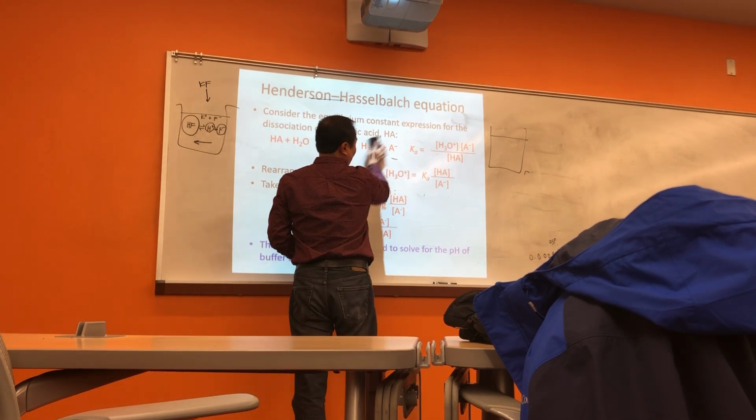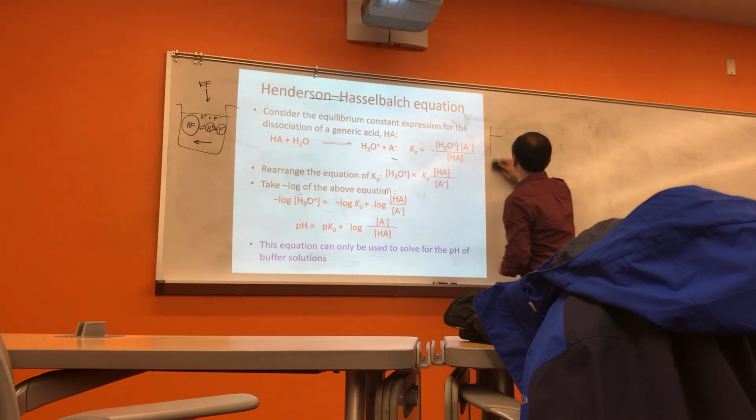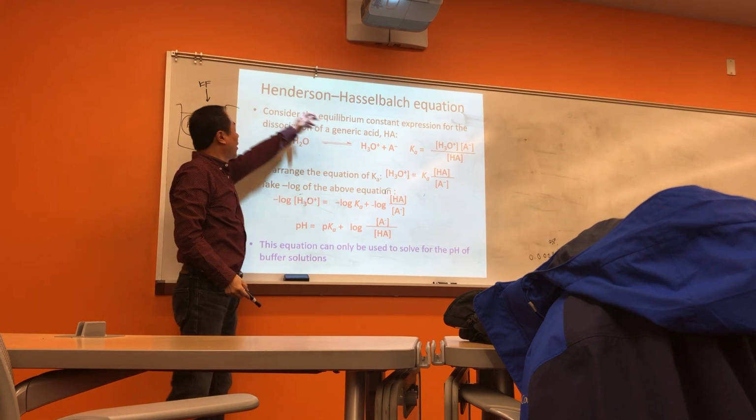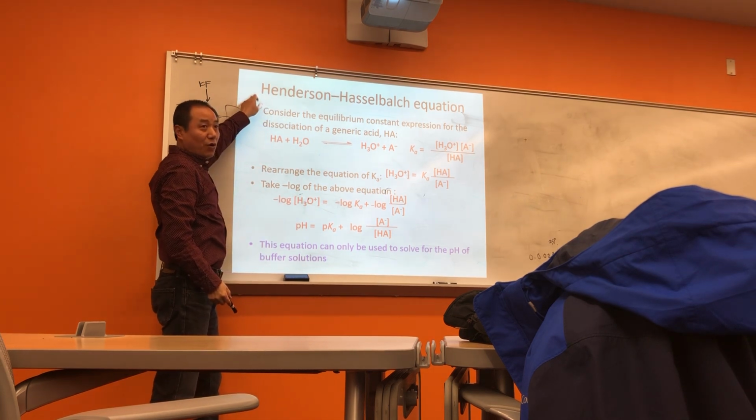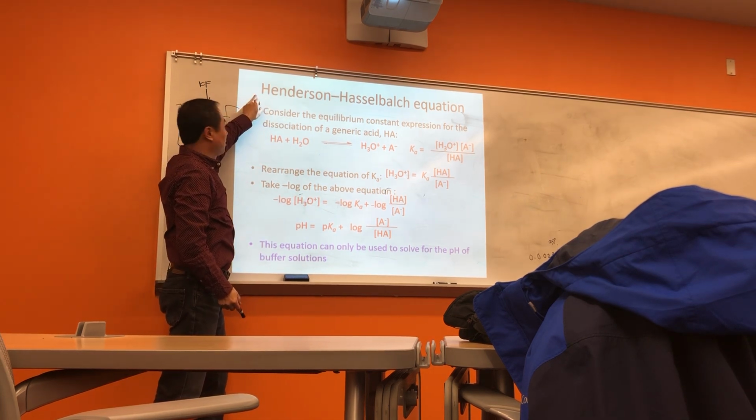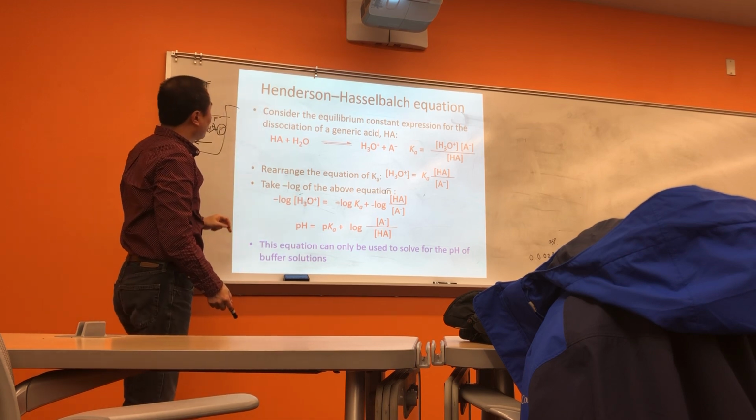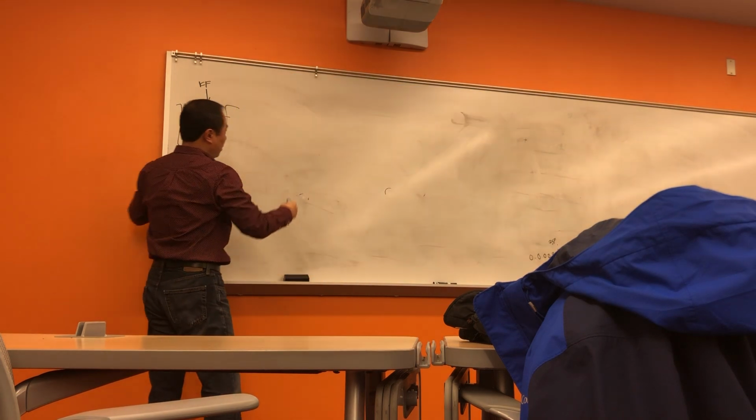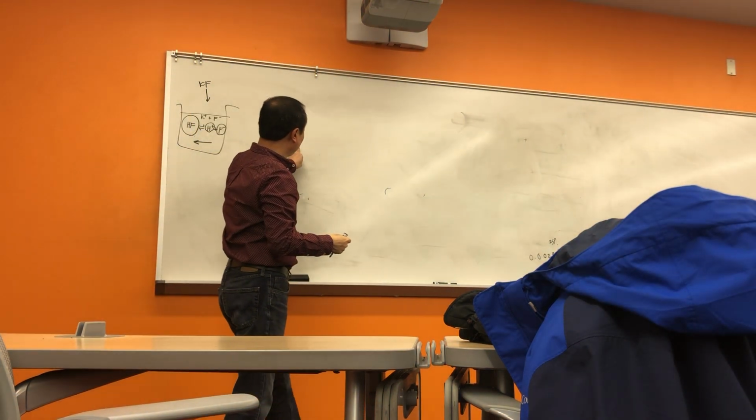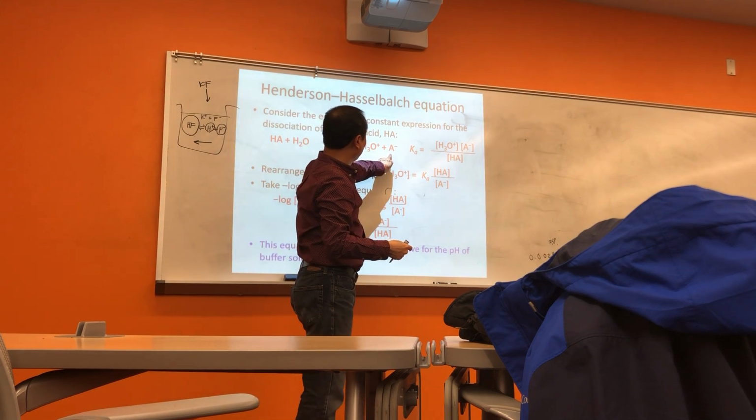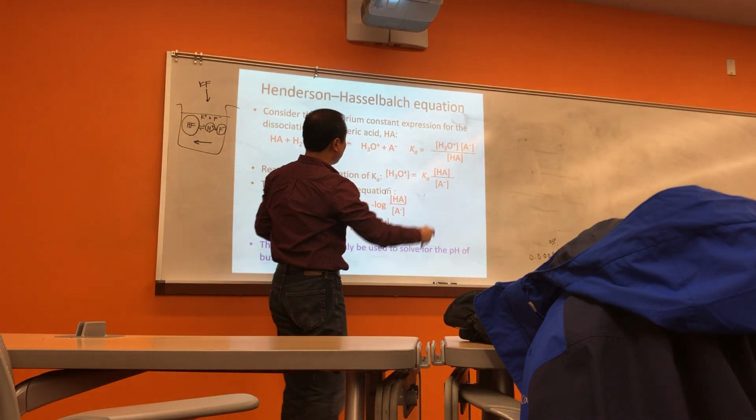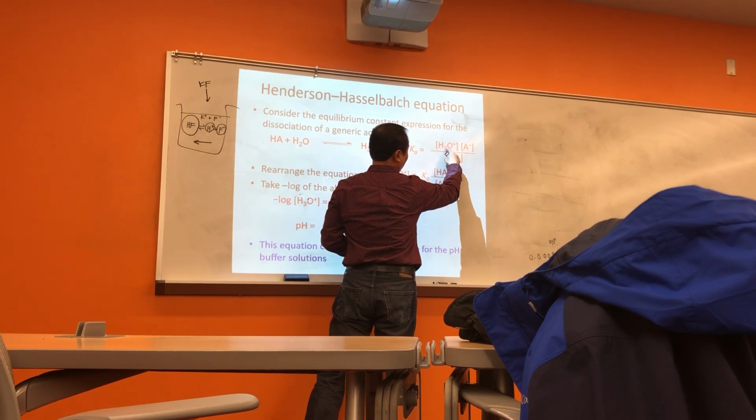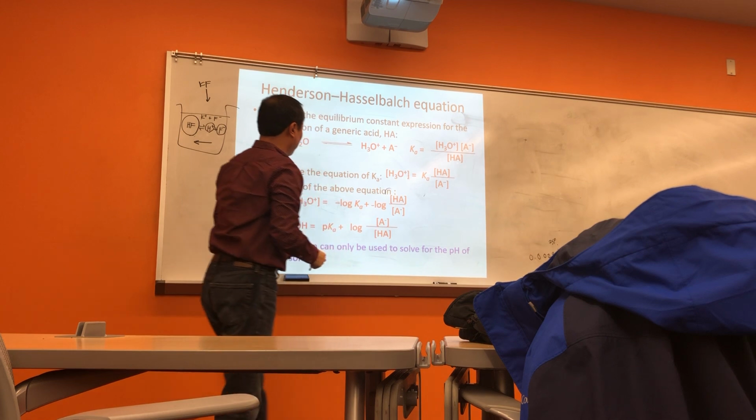Now, if we somehow have a buffer system, that's when we use the Henderson-Hasselbalch equation. That is a very convenient equation when you deal with a buffer system. Okay? So let's see how that equation is derived. You have a weak acid in water that dissociates into conjugate ion and proton. So this is your Ka value. Right? It dissociates into proton and conjugate base.